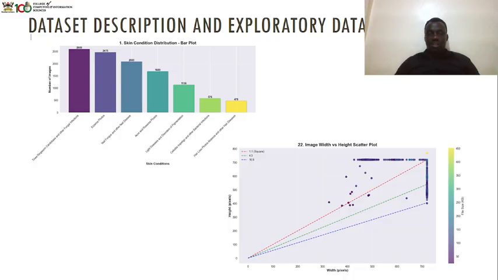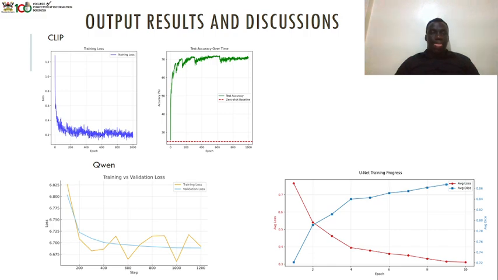And then we can also see down here that we have the image width versus height scatter plot, and we can clearly see how it has been visualized. And output results and discussions, sorry. Here we have seen the CLIP results, the accuracy test, which is above 70, and then the loss. On the other hand, it wasn't as we expected. The training loss and the validation loss are not as we expected to see them.